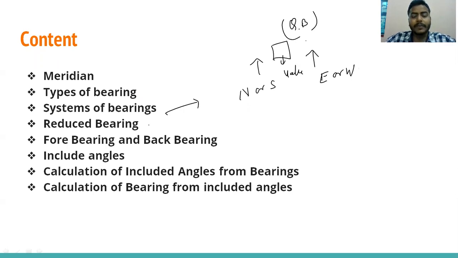Reduced bearing: we can reduce the bearing. Bearing means angle. So we can reduce an angle to an acute angle, an angle which is less than 90 degrees. That is called reduced bearing. Right, so every angle in WCB we can reduce to an acute angle, that is called reduced bearing.